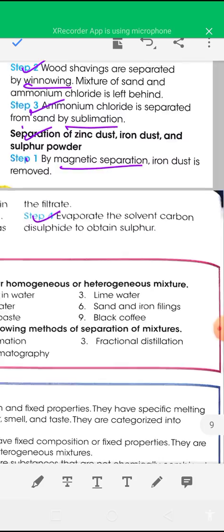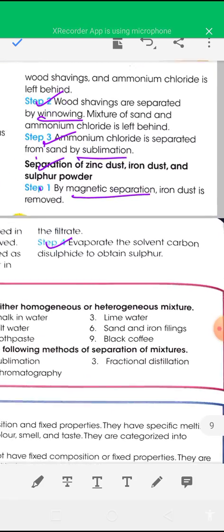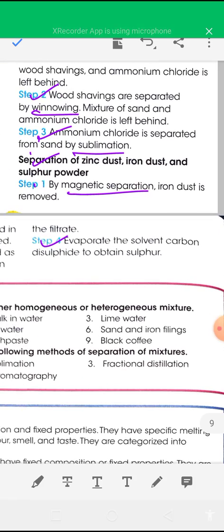So using a combination method you can separate the different components of a mixture. Okay, and this chapter is completed.